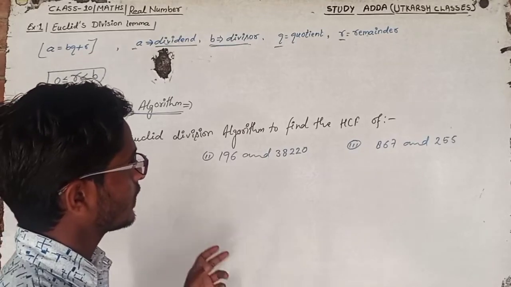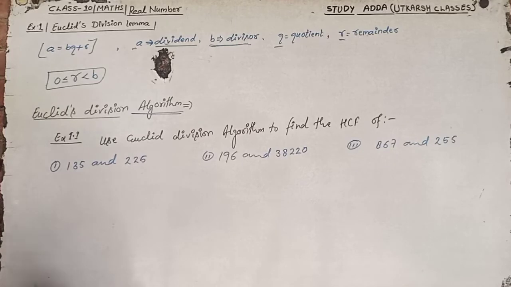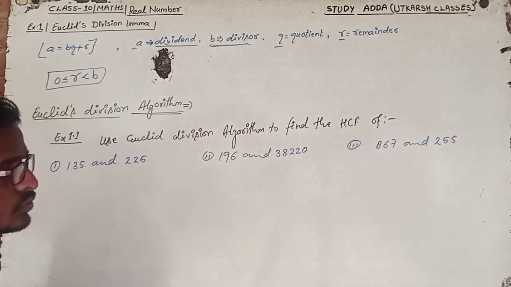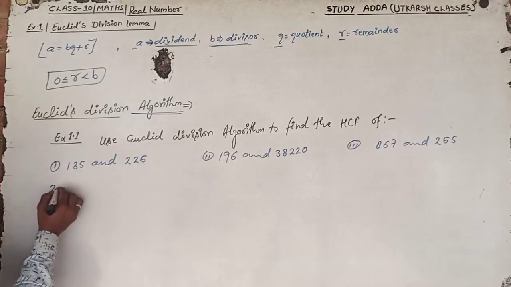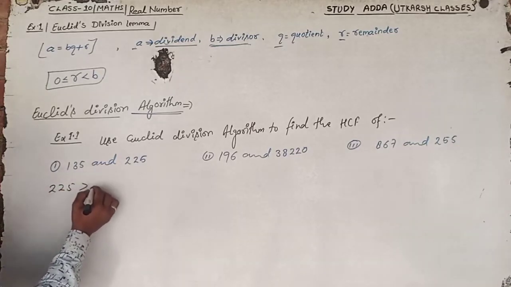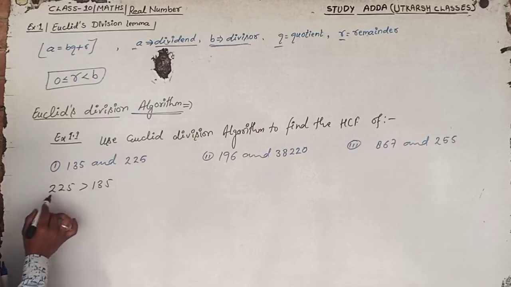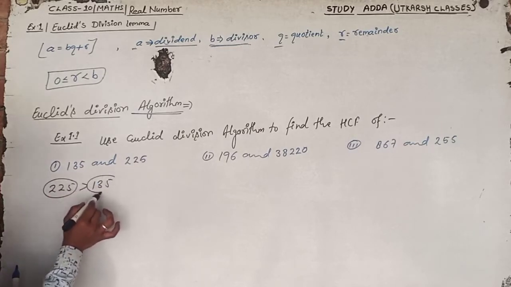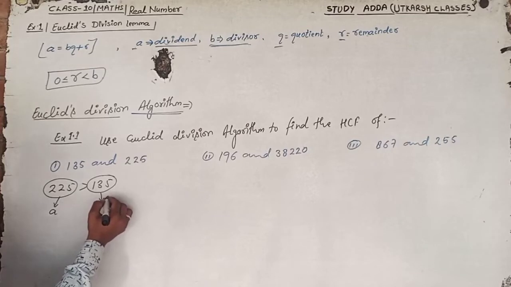Now we discuss exercise 1.1. The first question is to use the Euclid division algorithm to find the HCF of the given numbers 135 and 225. Since we know 225 is greater than 135, now applying the Euclid division lemma to find the HCF of 225 and 135, we take 225 as A and 135 as B.